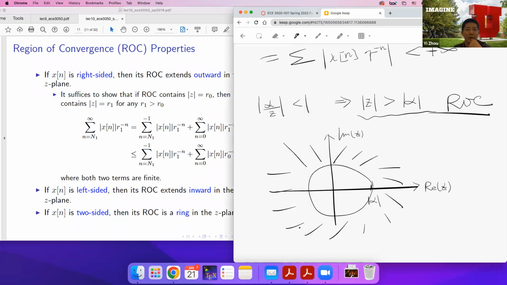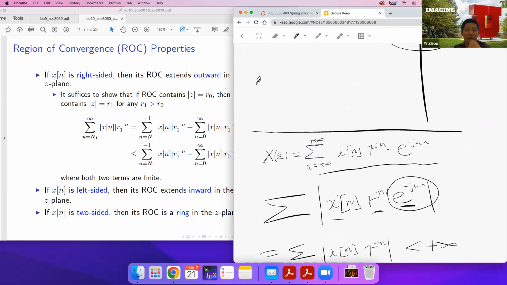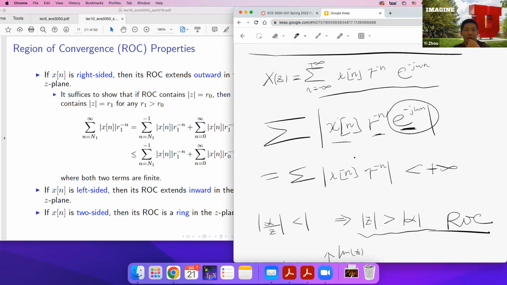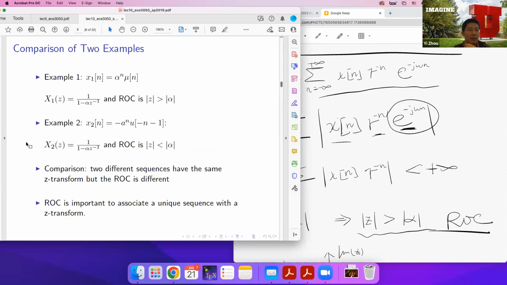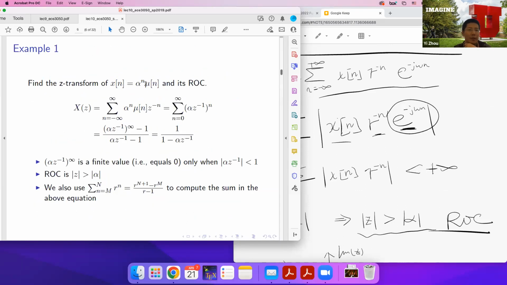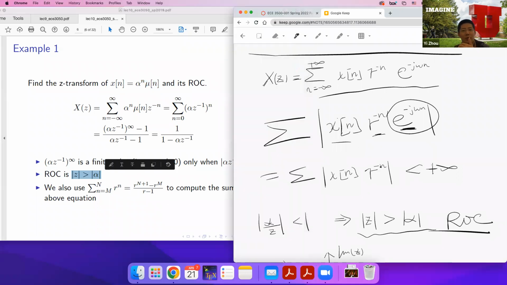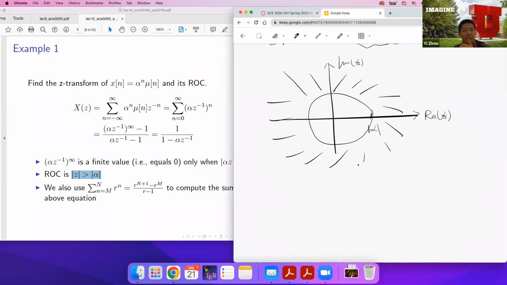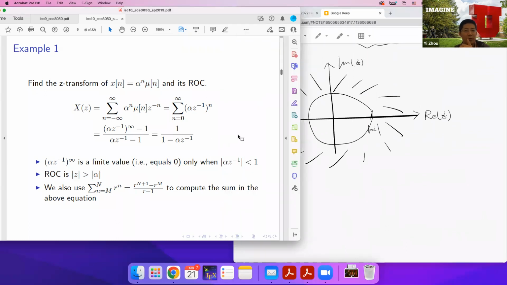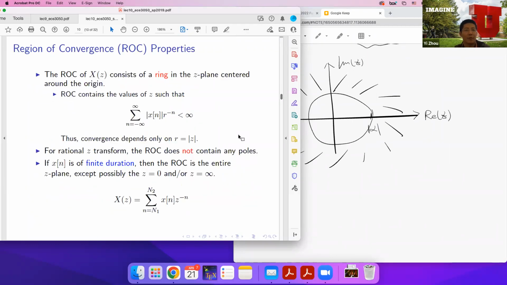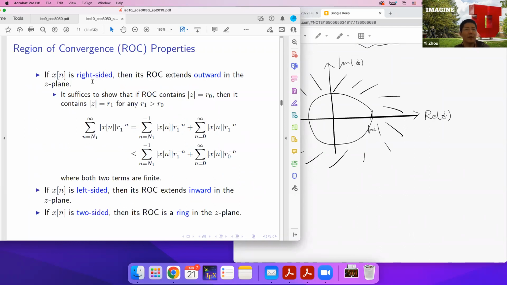Like this example, the signal that we are looking at has a u[n] in it. If you go back to example 1, it has a u[n]. So this signal is right-sided. And in the end, if you look at the ROC, it is outward of this circle. So it satisfies the first property: right-sided signals have an ROC that extends outward in the Z plane.